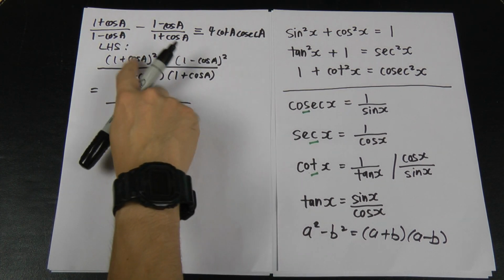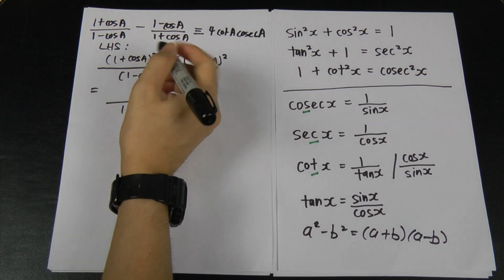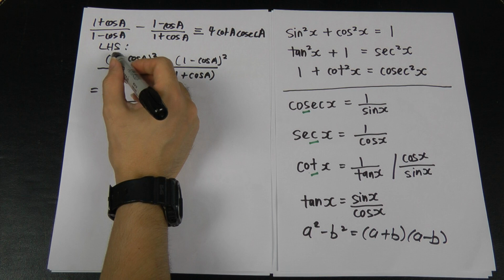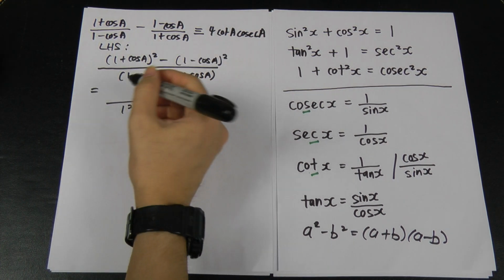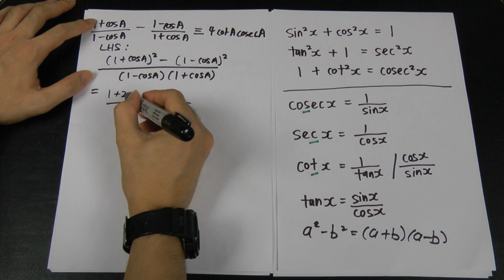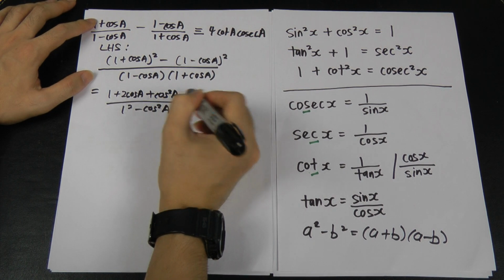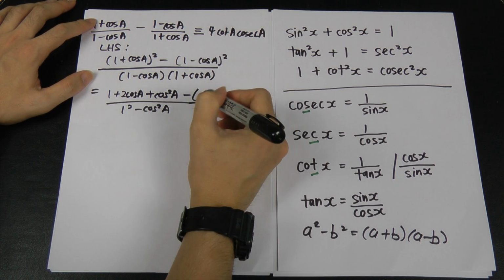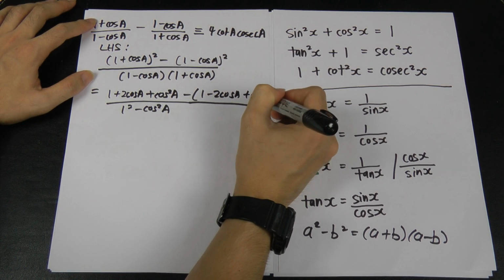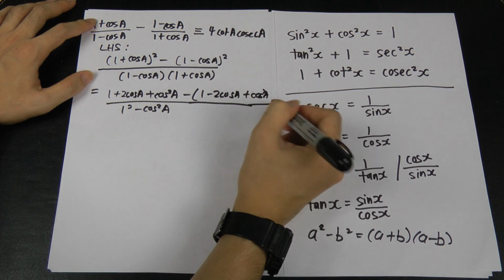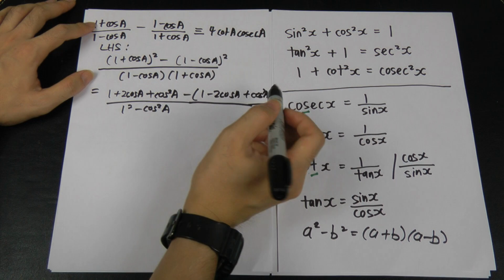And then over here, because this is squared, I will need to expand it. This is two different brackets. When this is two different brackets, you cannot simply square the 1 and square the cos. It's not like this. You have to open two brackets and then multiply 1 by 1. So you will get 1 plus 2 cos A plus cos squared A minus, this is 1 minus 2 cos A plus cos squared A.